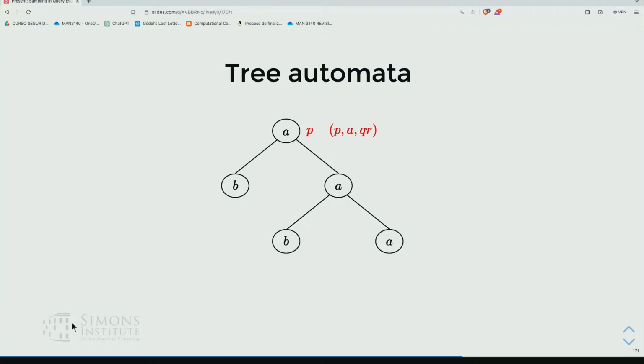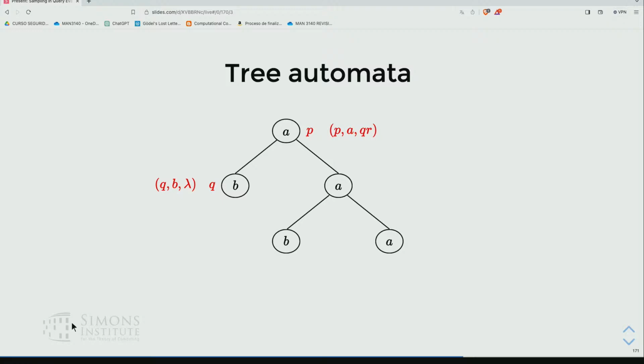You say, okay, if the state is P and I'm reading a symbol A, and here I'm considering rank 3, so I'm considering that I have 2 children, then the states that I have to assign to these are Q and R, right? So you will say, okay, I have to assign state Q here, and then I have to consider the rules that I have for this element here.